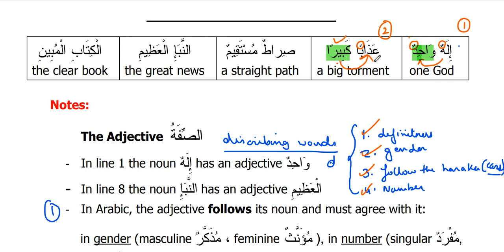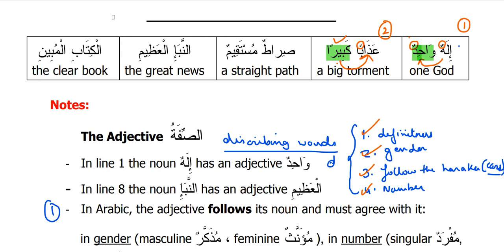So you can see here the kabir, the wahid, they are all describing the previous noun. Wahid is describing the noun ilah. What kind of ilah? Wahid, one god. Here kabir is describing the azab. What kind of azab is it? Kabir means it is a big azab, a big torment.